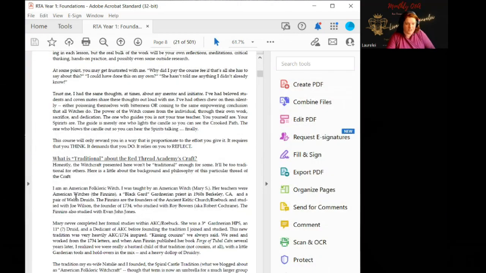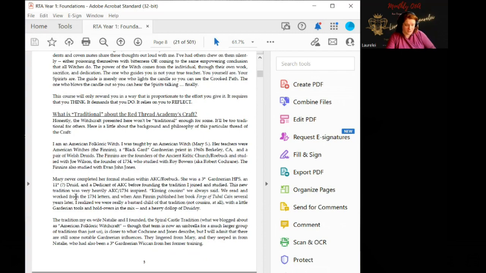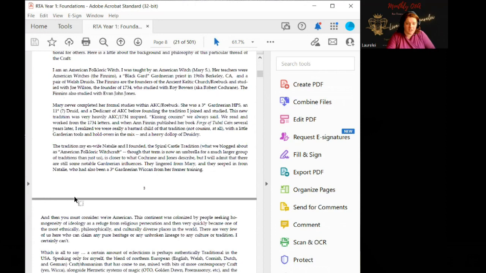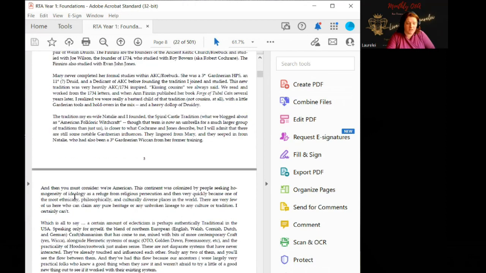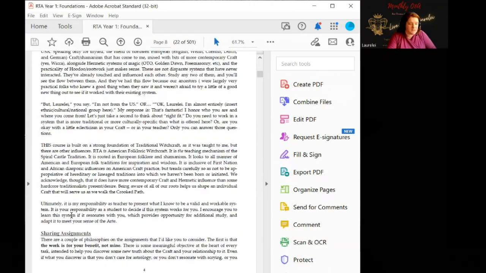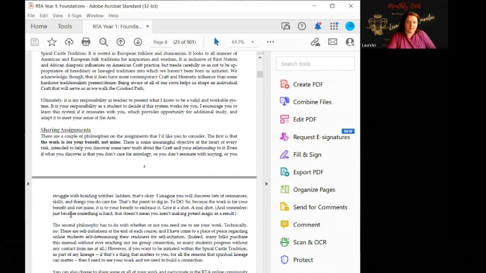What's traditional about the Red Thread Academy's craft? I encourage you to read that, especially if you are coming from a place of, this looks more Wiccan than I want it to look, or I don't know what the difference is between folkloric craft, trad craft, and more Wiccan or ceremonial forms of the craft. This is a good place to see where we fit on that spectrum, because it is a continuum and we have our spot within it. That's a whole other Live with Laurelei session, though.